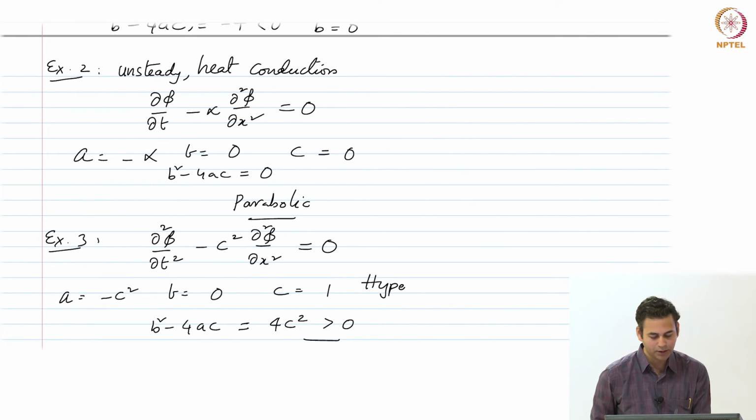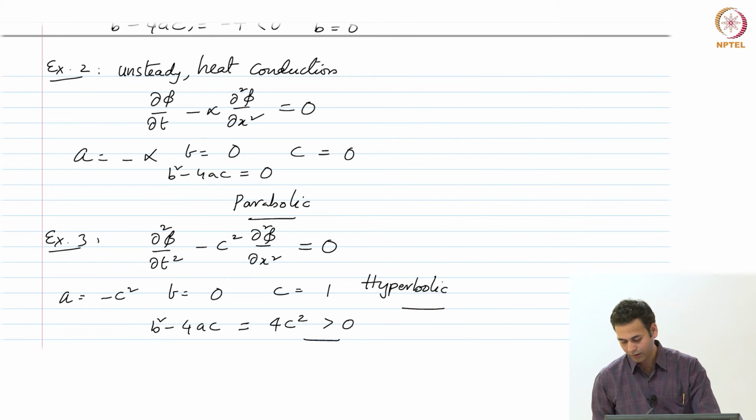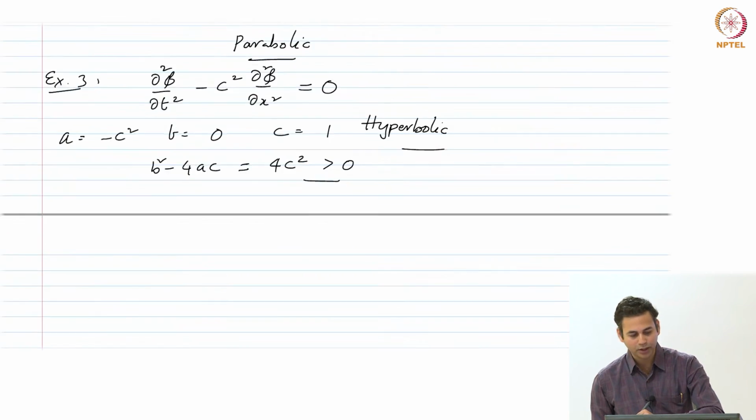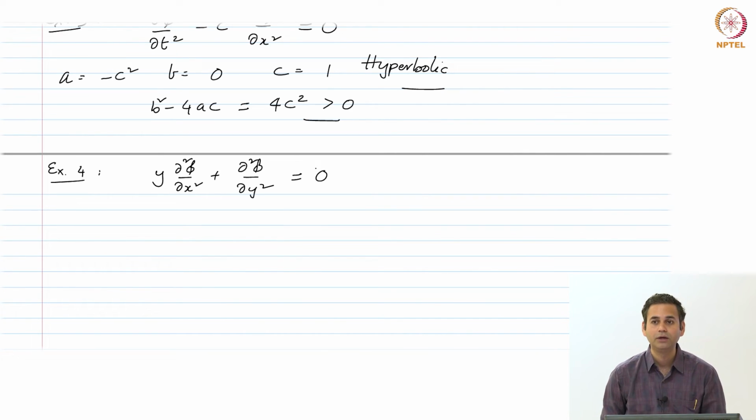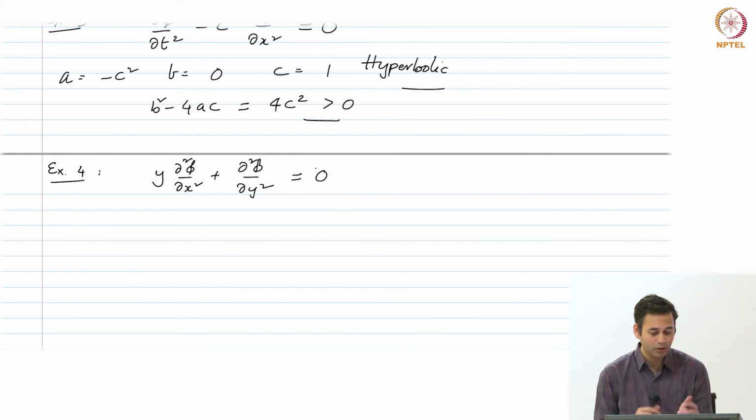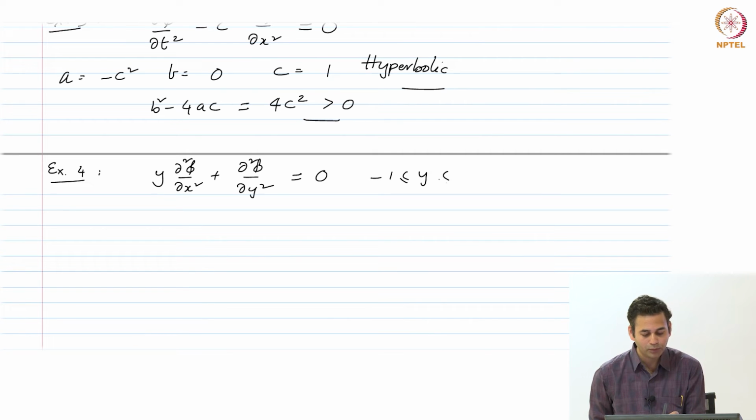We can of course keep doing this for several problems, fine. Okay, now all the three equations we have seen till now have A, B, C as constants, right. Now let us have another problem where the coefficient is not a constant but is dependent on one of the coordinate directions. For example, I will take y dou square phi by dou x square plus dou square phi by dou y square equals 0, okay. So we want to know what is the type of this equation over the range minus 1 less than or equal to y less than or equal to 1, okay.